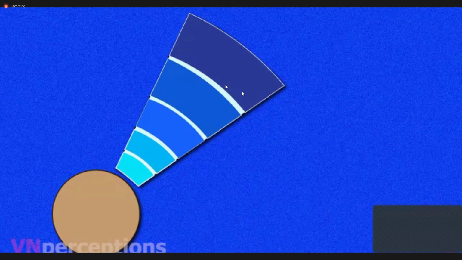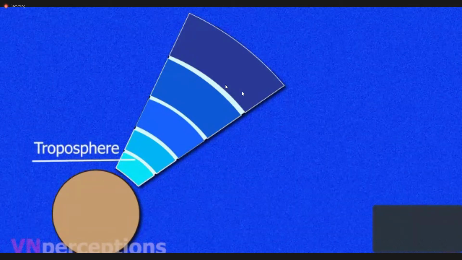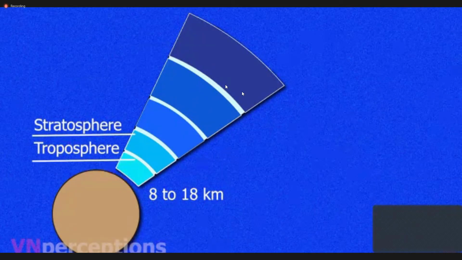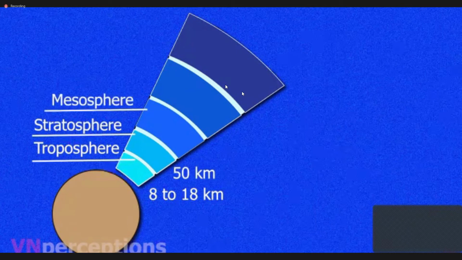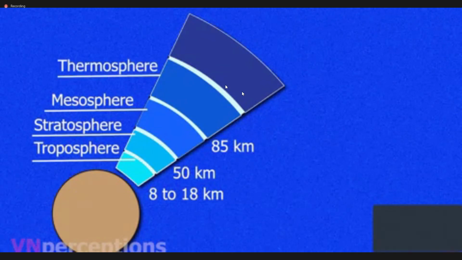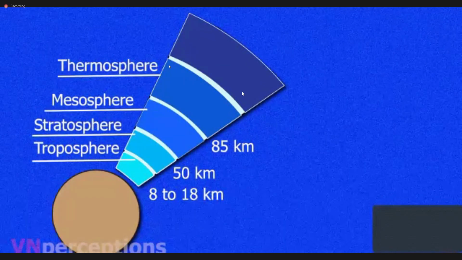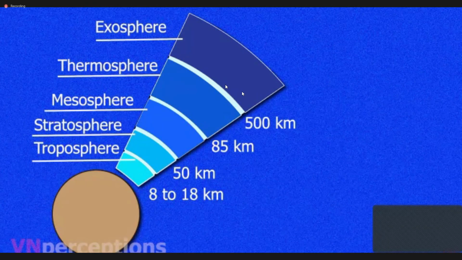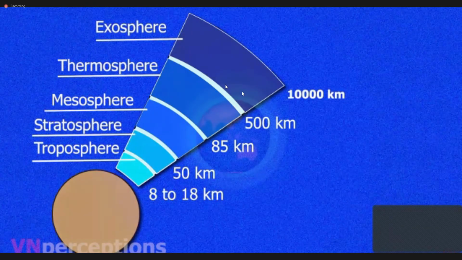They are, first one is troposphere, which extends up to 8 to 18 kilometers. Then it is stratosphere up to 50 kilometers. Then it is mesosphere. It extends from about 50 to 85 kilometers above our planet. Then comes the thermosphere that lies between 85 kilometers to 500 kilometers. Then comes the exosphere that lies between 500 to 10,000 kilometers.